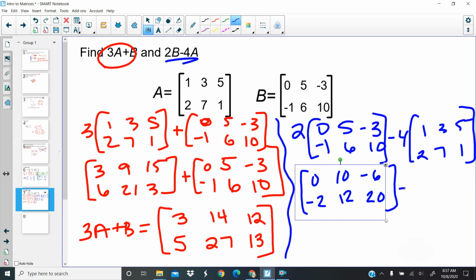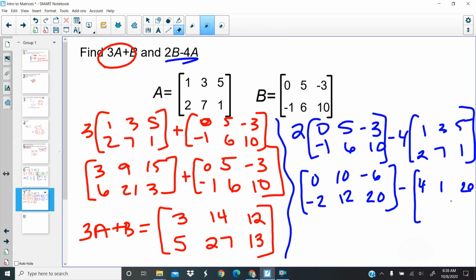And then I want to subtract 4 times matrix A. So to do 4 times matrix A, we have 4 times 1 is 4. 4 times 3 is going to be 12. 4 times 5 is 20. And I'll try to write it a little neater than I did here so that you can see that these are actually 2 separate elements. So that one was 12. And then 4 times 2 is 8. 4 times 7 is 28. And 4 times 1 is 4.